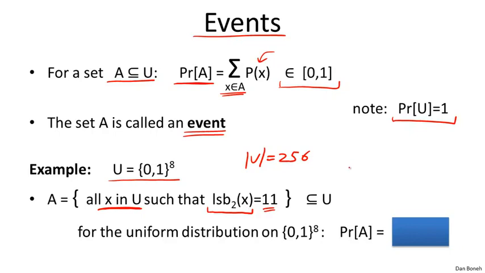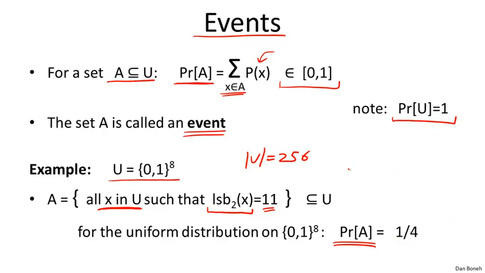So for example, if we look at 0, 1, 0, 1, 1, 0, 1, 0, that's an element in the universe that's not in the set A. But if we change this 0 to a 1, then that's an element in the universe which is in our set A. And now let's look at the uniform distribution over the universe U. And let me ask you, what is the probability of the event A? So what is the probability that when we choose a random byte, the 2 least significant bits of that byte happen to be 1, 1?